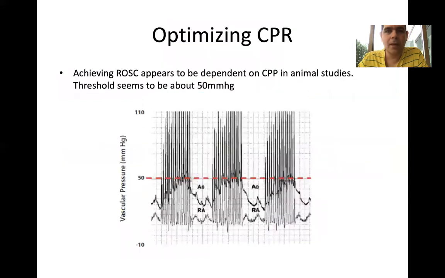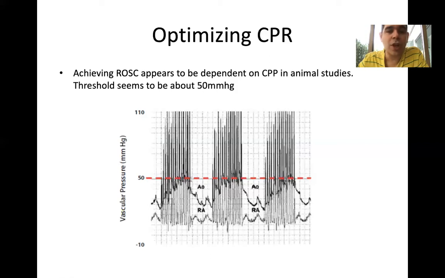All right. So we are all familiar with this, where this diagram essentially shows on the y-axis the vascular pressure, the coronary perfusion pressure. This is in an animal model, and 50 is generally thought to be the threshold whereby the chances of ROSC increase significantly. So these spikes here, as you can see, are CPR being performed, and the aortic pressure rises and hits that threshold of 50 towards the end of the CPR cycle.